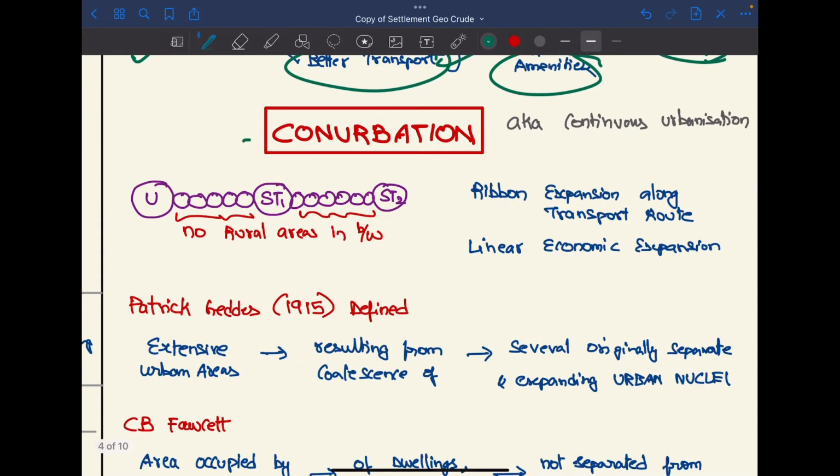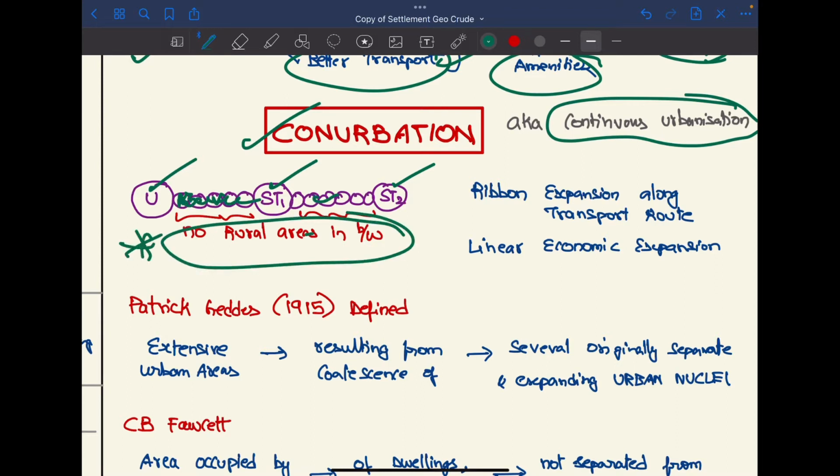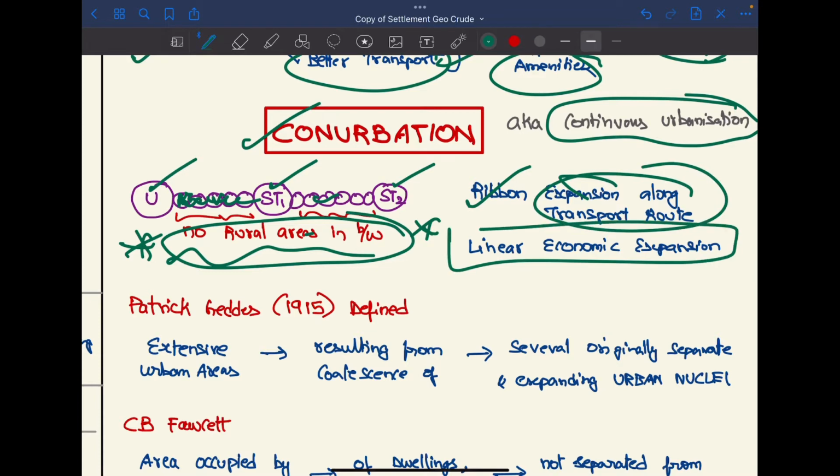Next, we have the conurbation, which is continuous urbanization. For example, there's an urban main city here, satellite town, satellite 2, and there are dormitory towns and cities here. They're all urban areas. There are no rural areas in between. This is the most important point in the conurbation. So this is a ribbon expansion along a major transport route, or linear economic expansion.